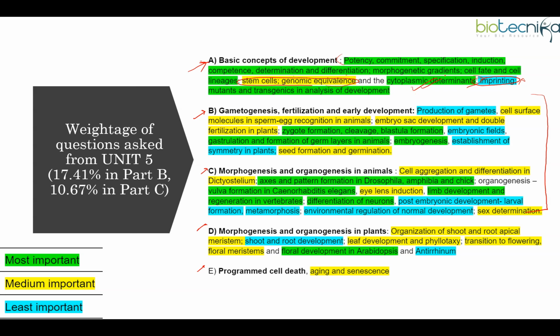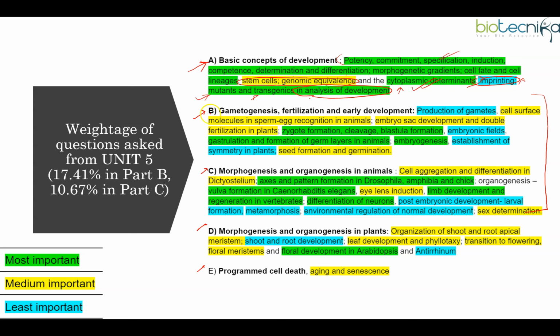Cytoplasmic determinants, another important factor in the different types of specifications that we have. Autonomous specification, what is the significance of cytoplasmic determinants in autonomous specification. A little bit of history also, like how we use mutants and transgenics in analysis of development, who were the pioneer scientists whose experiments have paved the milestones of understanding the subject. So a little bit of throwback also comes in the exam.